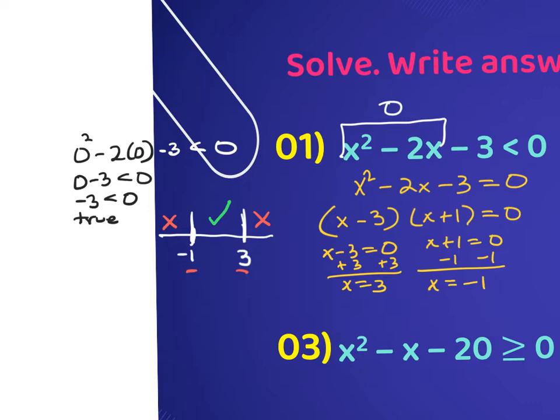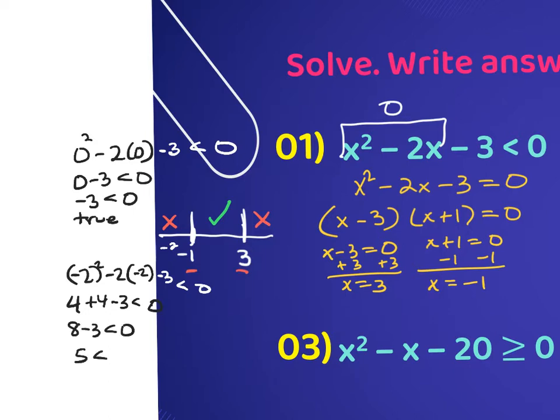Now, let me just demonstrate. Let me pick a number that's over here. Let's say I plugged in -2 instead to the original. -2 squared, -2 times -2, minus 3 less than 0. So negative 2 squared is 4. Negative 2 times negative 2 is 4. Minus 3 less than 0. See how this is so much more work other than plugging in a 0? So then I get 8 minus 3. 8 minus 3 is 5. Notice this is a false statement. That's why I put an X on top of there.